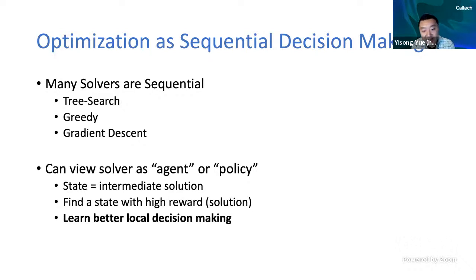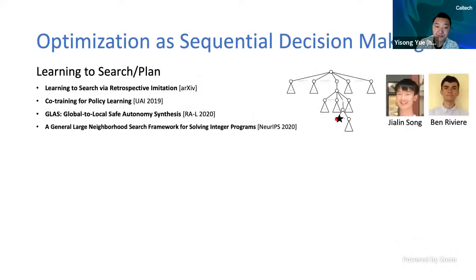So a state is a representation of where you are in the search space, like an intermediate solution. And the goal is to find a state with high reward, which is a good solution or an optimal solution or a feasible solution to this optimization problem. And so we want to basically use learning to do better local decision-making to navigate a search space that, if we can navigate well, gives us global trajectories for the actual outside robotic system.